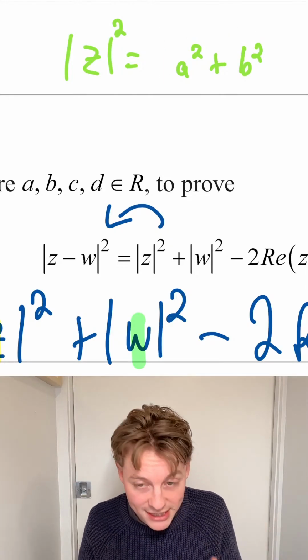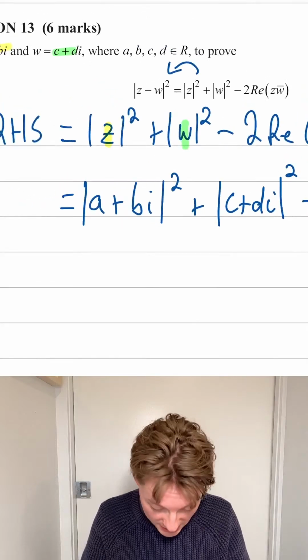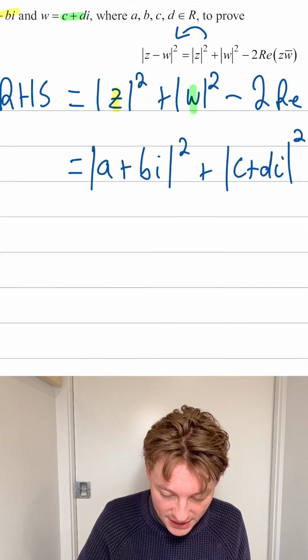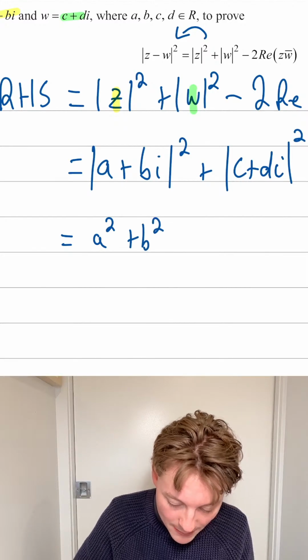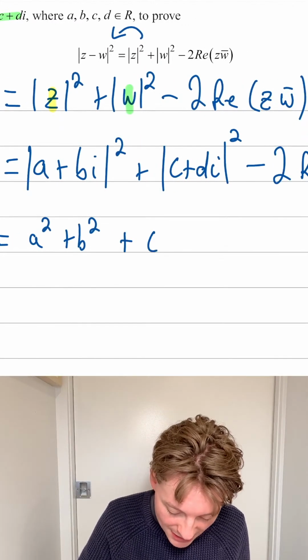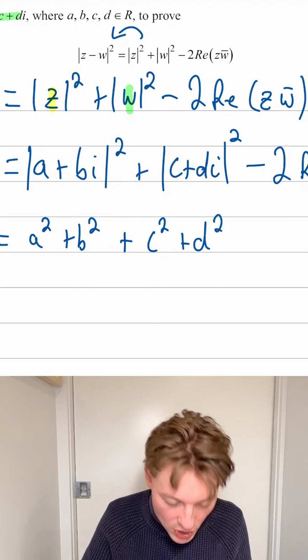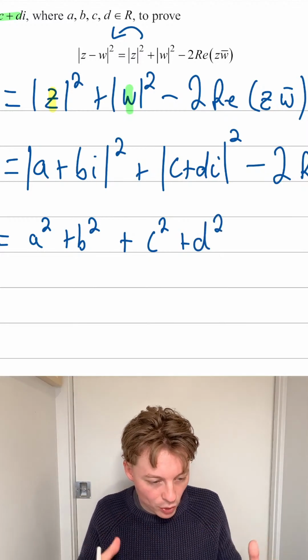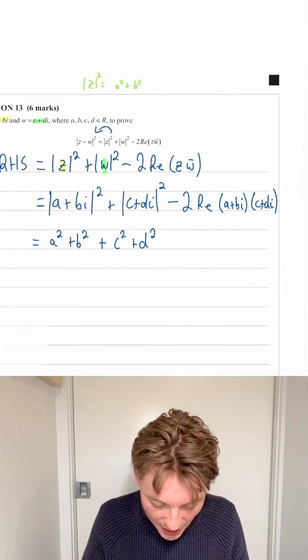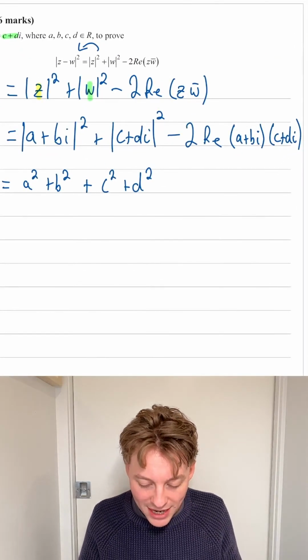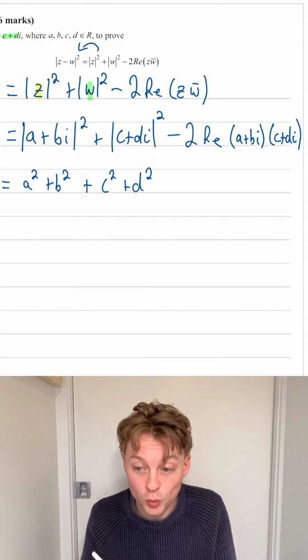We're using that idea here to get, in this case, A squared plus B squared. The same idea applies to C plus DI, so I get plus C squared plus D squared. So I've got rid of my moduli. C minus DI, interesting, I've got rid of my moduli. I now have minus 2 times just the real bits.